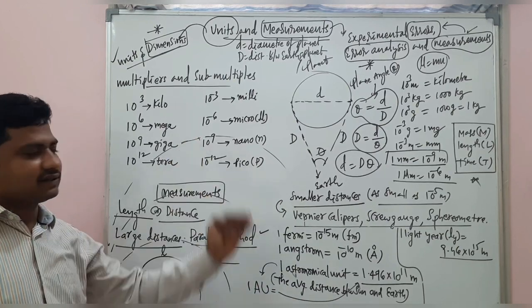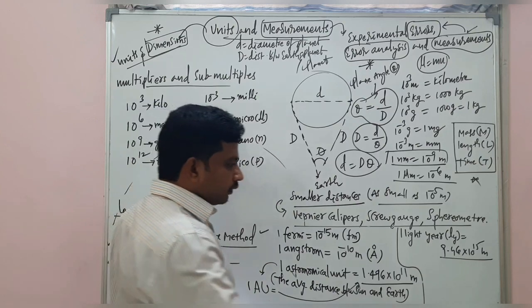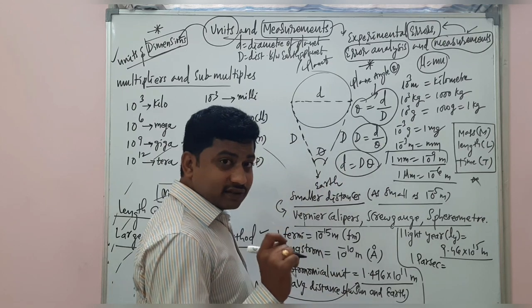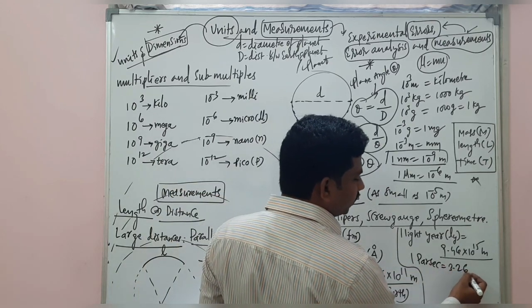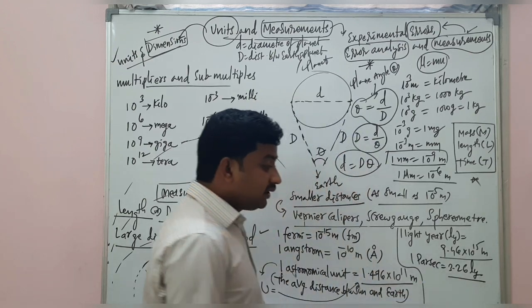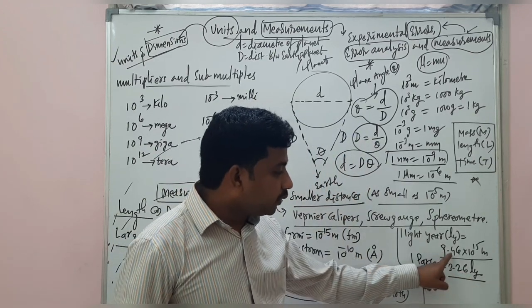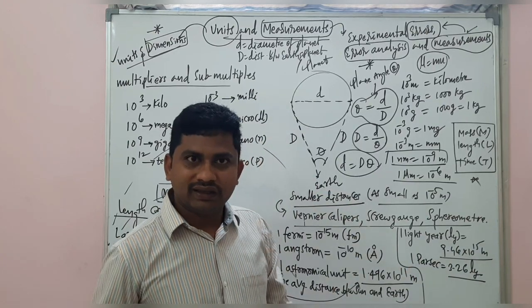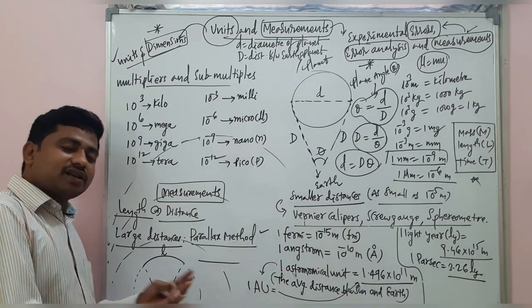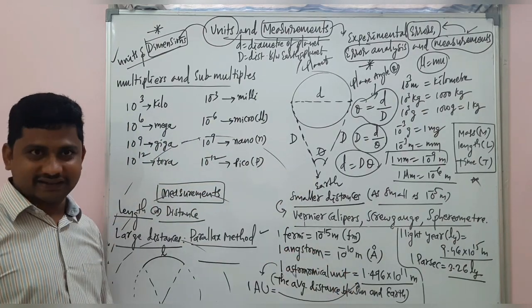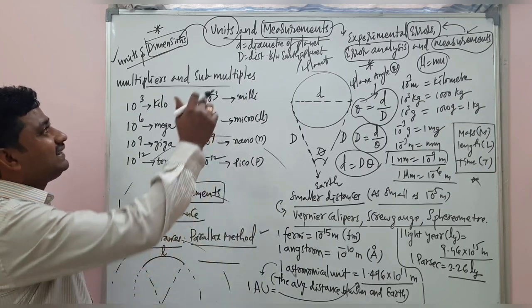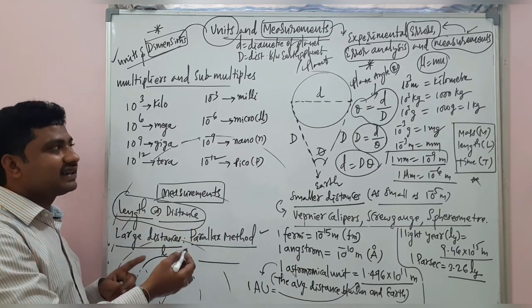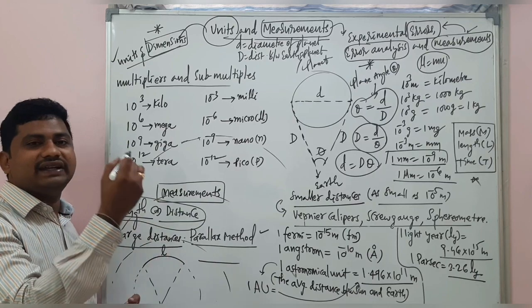We will be discussing what a light year is just now. Before that, 1 parsec is equal to 3.26 light years. That means 3.26 into 9.46 into 10 raised to 15 meter. That's called 1 parsec. Okay. So these are the units, some more units to measure small distances and large distances. These are the basic things about measuring length and distance. Now we'll be discussing measuring mass and time.